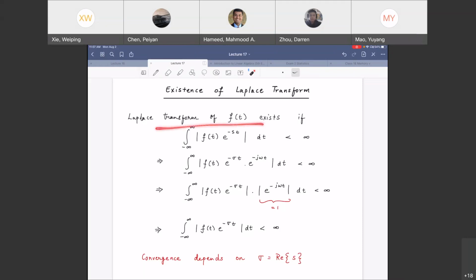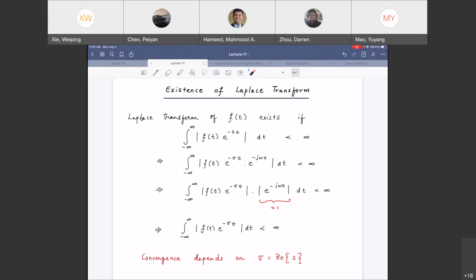The Laplace transform of f of t exists if the signal is absolutely integrable, and it should also be square integrable. Absolutely integrable is what? For f of t along with that factor of e to the minus st. If this has to be absolutely integrable, you can break e to the minus st down into these two factors, e to the minus sigma t and e to the minus j omega t. Try to find the magnitude of them. E to the minus j omega t doesn't give you a magnitude other than 1, that is, unit magnitude.